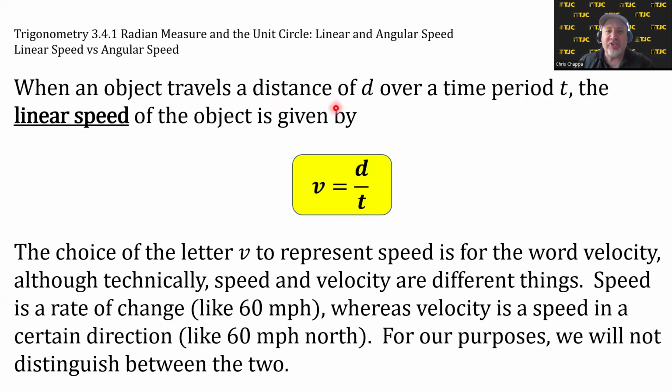When an object travels a distance of d over a time period t, the linear speed of the object is given by v equals d over t. This is like rate equals distance over time. The choice of the letter v to represent speed is for the word velocity, although technically speed and velocity are different things. Speed is a rate of change, like 60 miles per hour, whereas velocity is a speed in a certain direction, like 60 miles per hour north. For our purposes, we will not distinguish between the two.